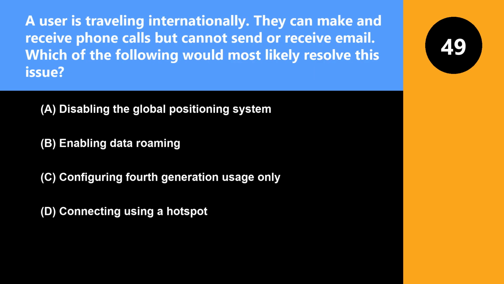Question 49. A user is traveling internationally. They can make and receive phone calls but cannot send or receive email. Which of the following would most likely resolve this issue? Option A, disabling the global positioning system. Option B, enabling data roaming. Option C, configuring fourth generation usage only. Option D, connecting using a hotspot. The correct answer is option B, enabling data roaming.